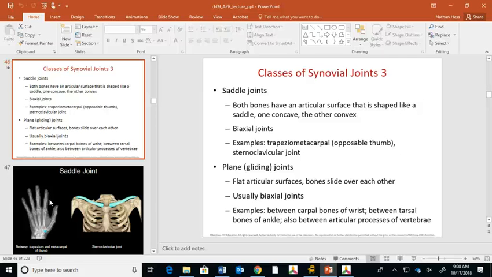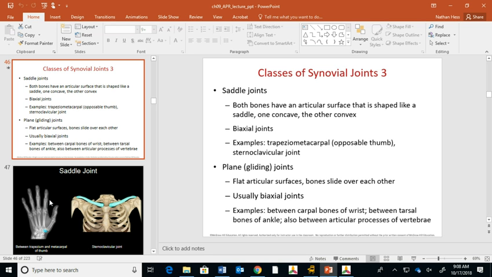The trapezium is actually one of the specific names of the carpal bones. So between your wrist and your thumb in particular, we're talking about this joint right here. That allows your thumb to oppose, to make this motion, which is what sets us apart from an awful lot of other mammals. So we can actually use our hand to grip and hold things.